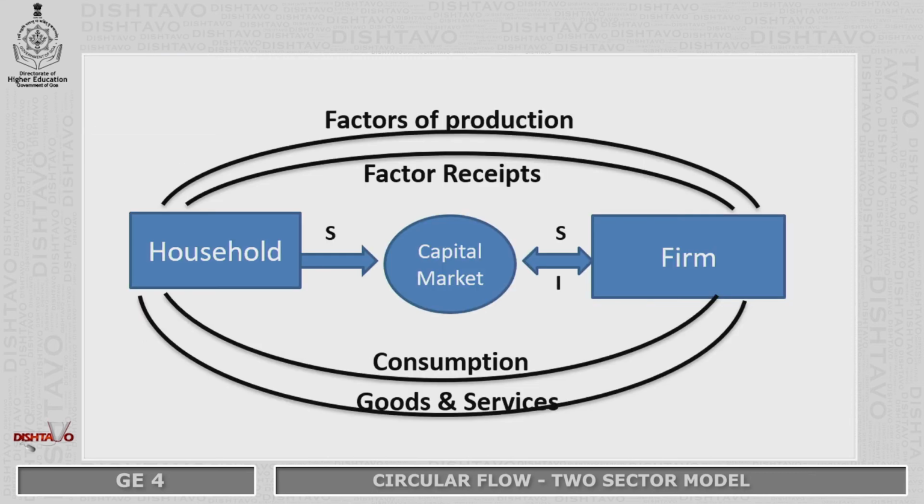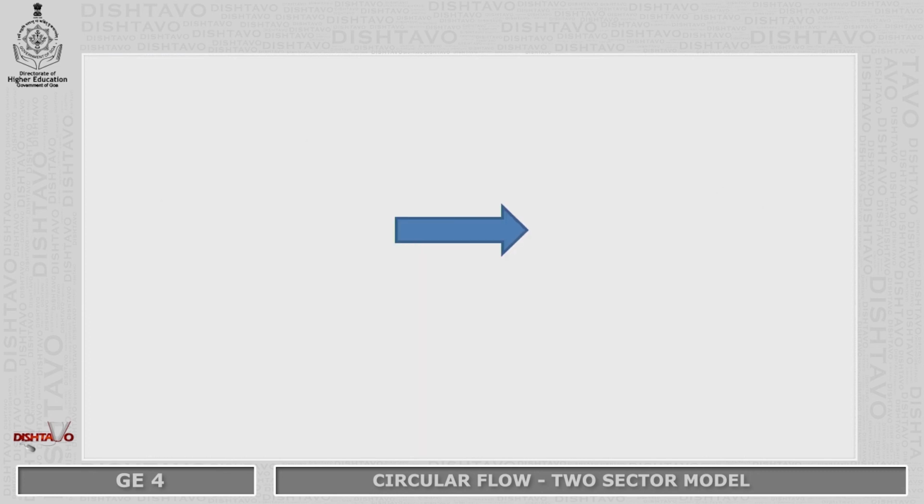The model therefore has been reconstructed to incorporate the capital market. So the households use the incomes that they derived by way of factor payments. Part of that income they save in the capital market, and part of it they use for consumption of goods and services. Likewise, the firm, the income that it receives from the sale of products, a part of that income is saved in the capital market, and a part of it is spent back into the business.